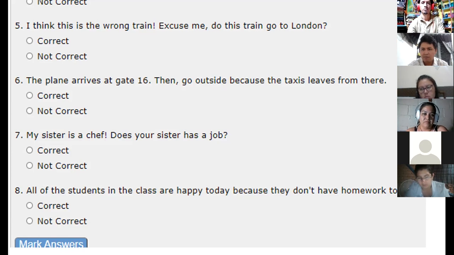Yes, Miss Pimentel. La traducción o la interpretación de la oración. Como la interpretación, ya, interpretation mode. O sea que todos los estudiantes de la clase están felices hoy porque no tienen tarea para hacer. Exactly. Prácticamente, sí. Eso es la interpretación, ¿verdad? Today, they're happy, right? They are happy. Why? Because they don't have homework to do.